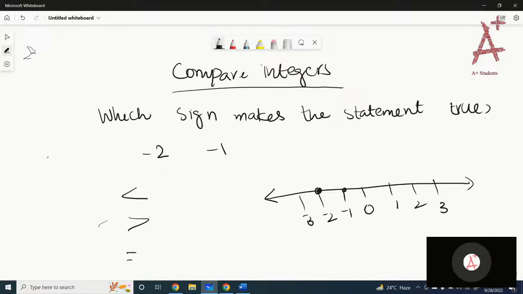So negative 2 is greater or less? It is less than negative 1, because as you are moving far from 0, that means the numbers are smaller and smaller. So negative 2 is farther than negative 1. So that means negative 2 is less than negative 1. Got it? So select the correct option. It is less than and click on the OK button.